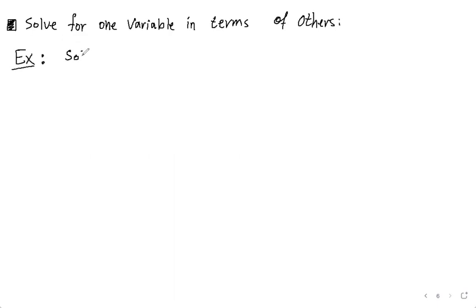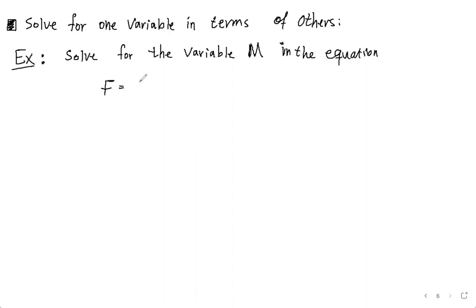The question is: solve for the variable m in the equation. If I have the equation F equals G times small m times capital M over r squared. In other words, the question asks me, what is the formula when m equals something? How can I make m equal something from this formula, this equation?